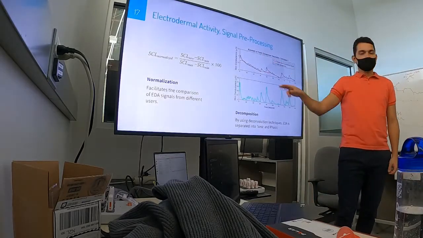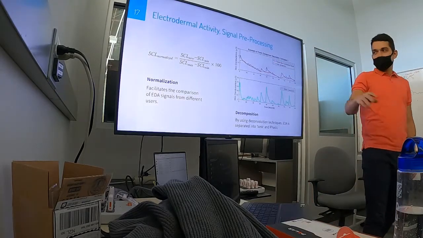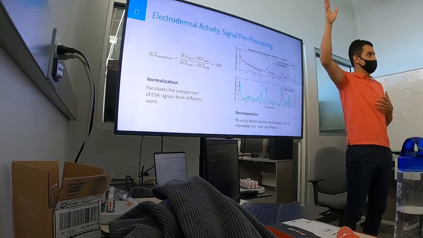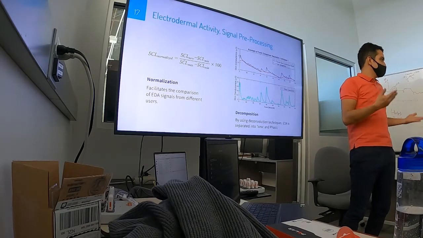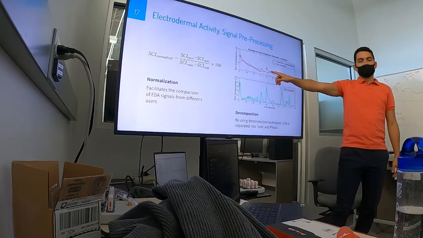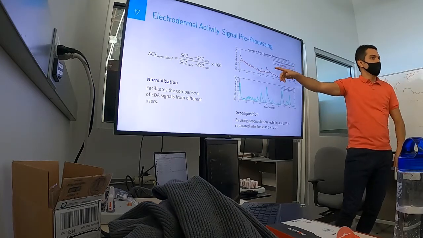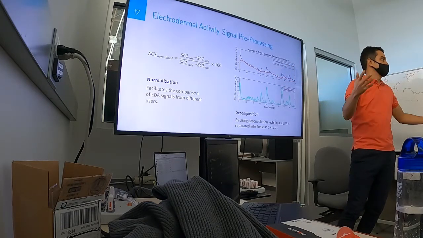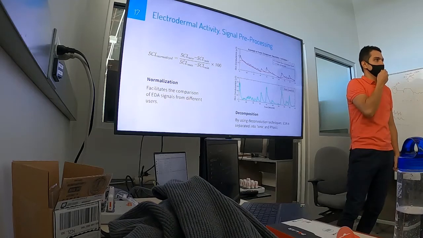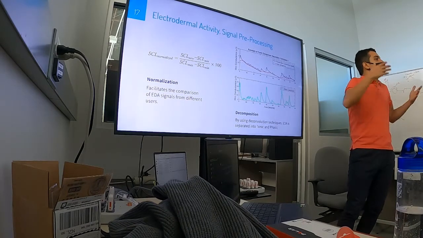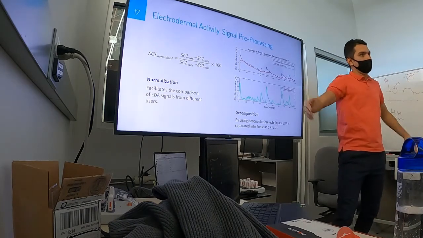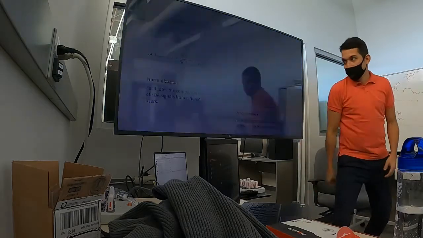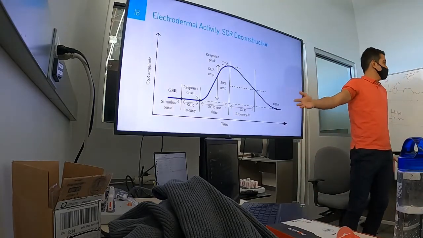To be honest, the features that you can get from the tonic part are mostly the skin conductance level. How did it vary? So the standard deviation of the skin conductance level, maybe the root mean square of the skin conductance level. But there's not a lot, because it's a slow-paced signal. But there are a lot of things that you can say about the peaks.